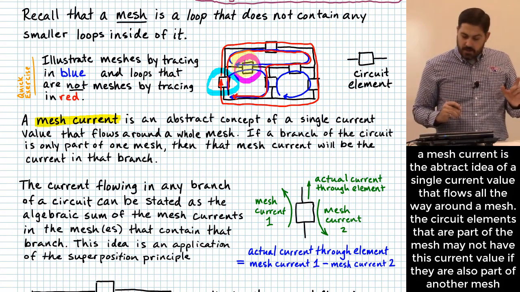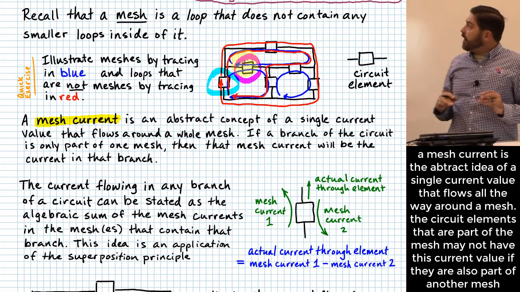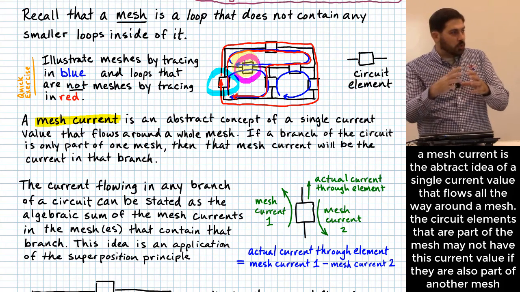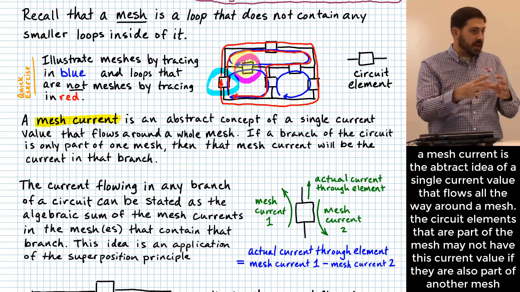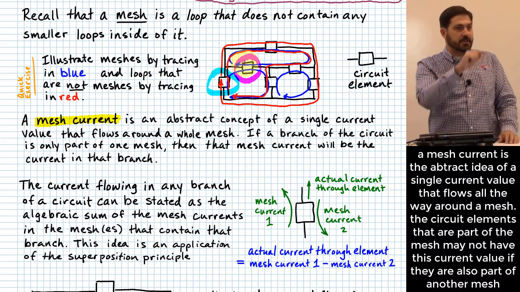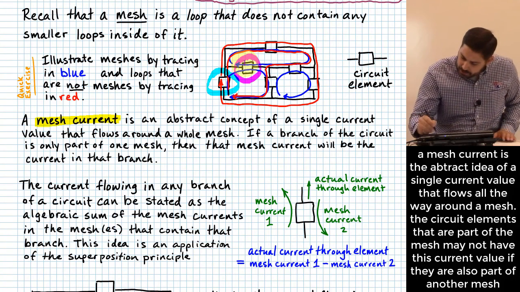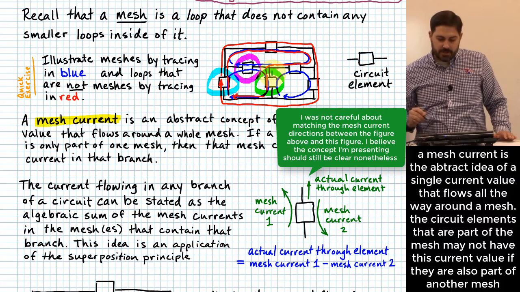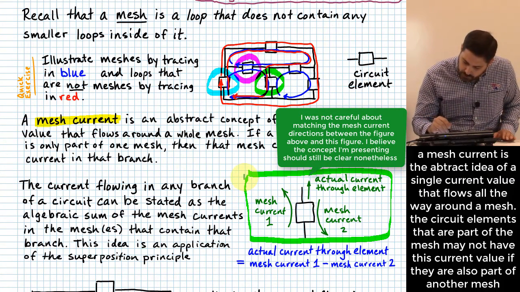Okay? So that's the third little block that I've got right here. If you've got an element that's part of more than one mesh, then the actual current that flows in that element is going to be the sum of all the mesh currents flowing through that element, right? Let me identify this one right here. Let's say that element right there is this element here, okay?